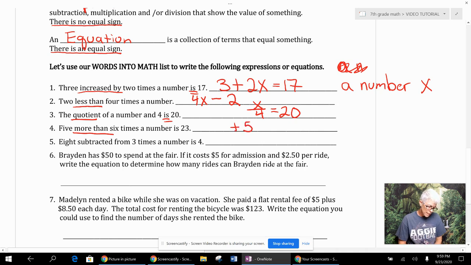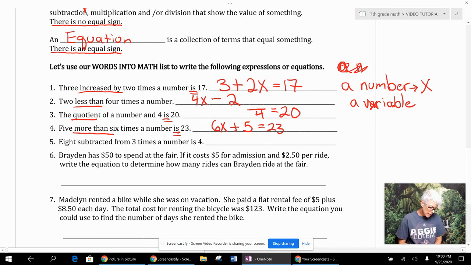5 more than what? 6 times a number. There's 6 times a number because times is multiplication. A number is the variable. And let's see, there's my equal sign, 23. I want to add to this a number that we're calling X. A number always refers to a variable. It's always going to be your variable, whatever you want it to be.